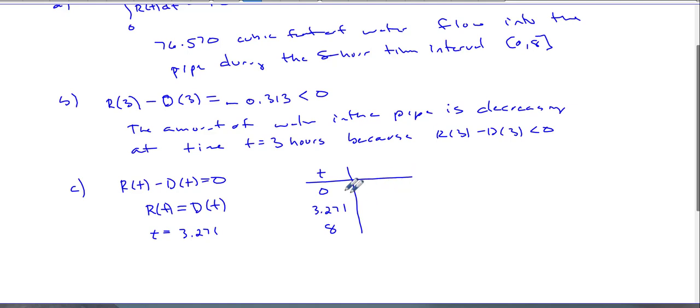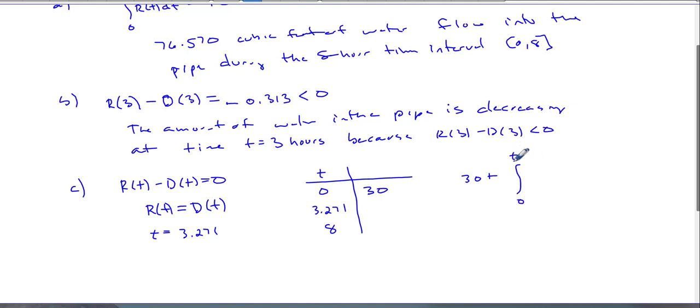Okay, guys, how much is in the pipe at the very beginning? 30. So we don't even have to really do any work for that one. Okay, now how are we going to figure out how much is in the pipe at 3.271? Also carry on more decimal places, right? Don't round in the middle of the problem. That'd be 30 plus the antiderivative. Since the rate in starts from 0 to 8, the rate out is 0 to 8, we can combine these into one antiderivative.